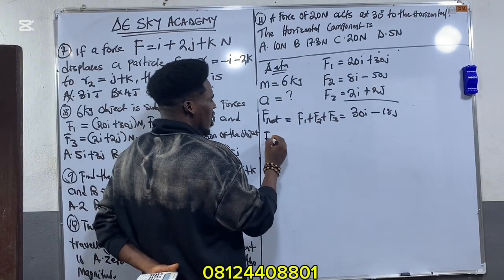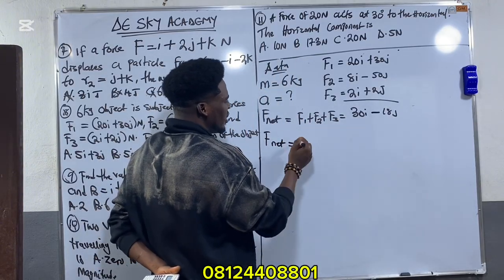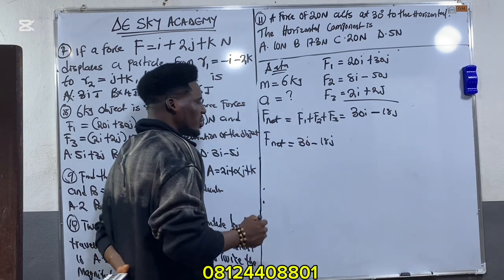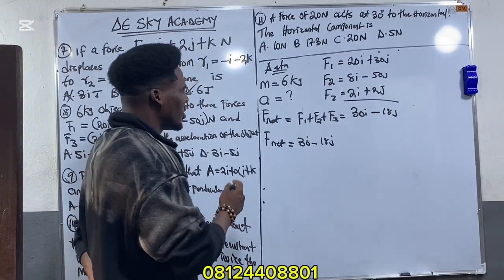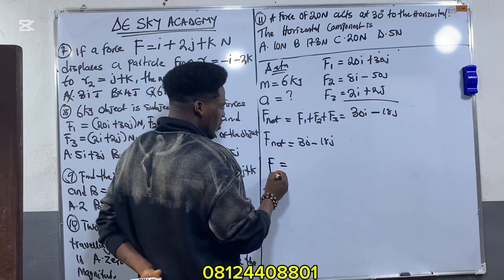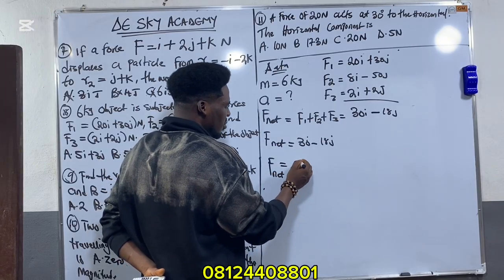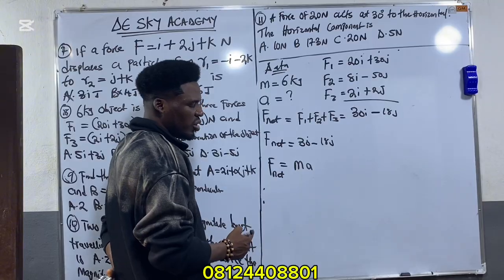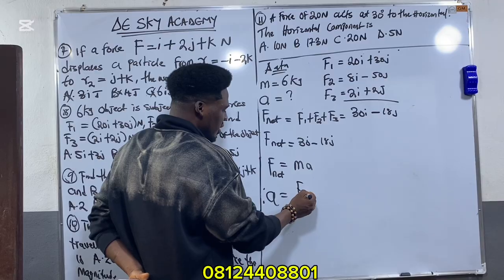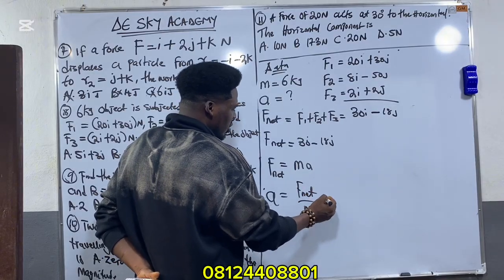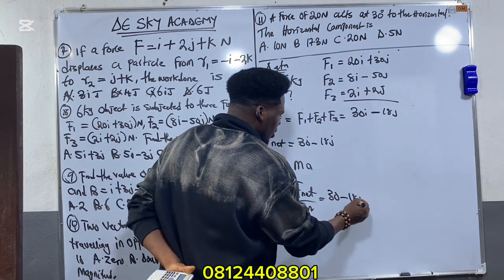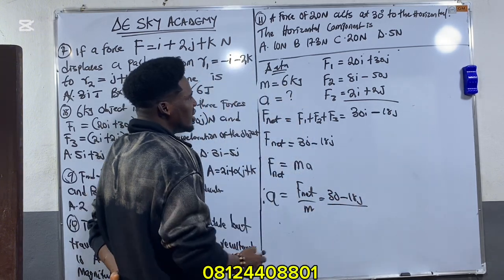So therefore, our F net, what is our F net? 30i minus 18j. Now we are not looking for F net, we are looking for acceleration. Recall from Newton's second law that F is equal to, in this case F net is equal to ma. So we'll make a the subject of the formula because we are looking for acceleration. So you have that a will now be F net all over m. Do we have our F net? Yes. What is our F net? 30i minus 18j, all over, what is the mass here?